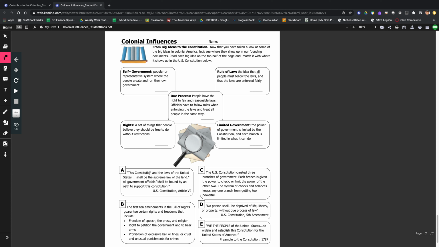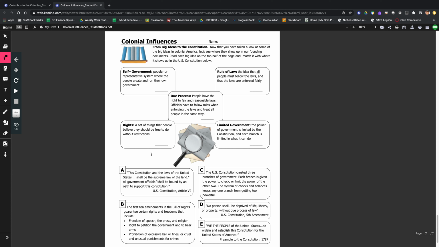A, this Constitution and the laws of the United States shall be the supreme law of the land. All government officials shall be bound by an oath to support the Constitution. That comes from the U.S. Constitution, Article 6. Now, is this describing self-government, rights, due process, rule of law, or limited government? You need to decide where this goes.